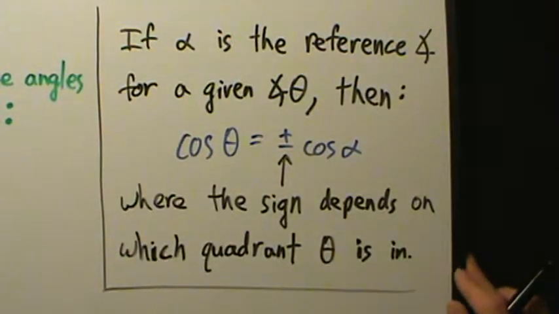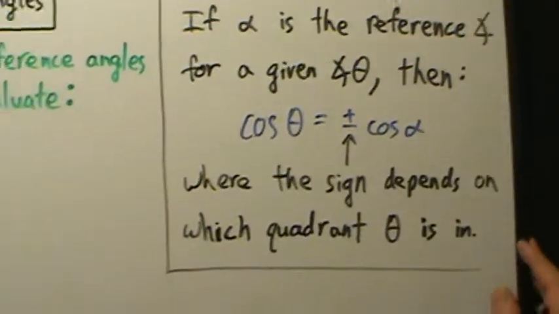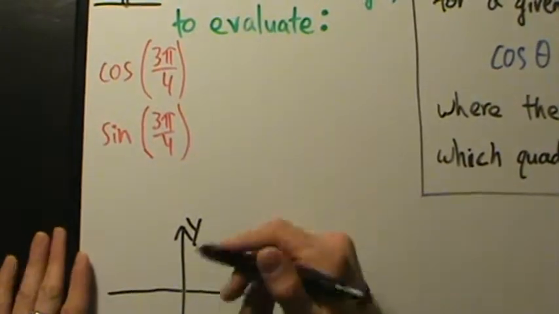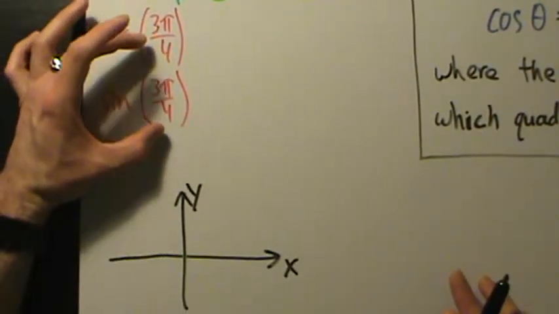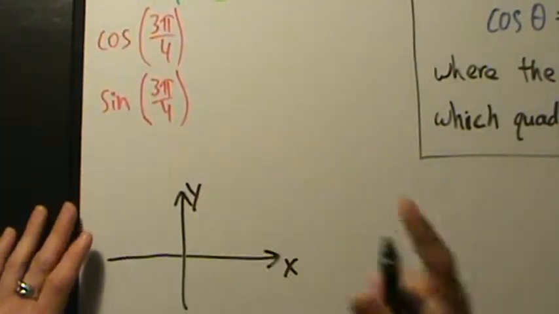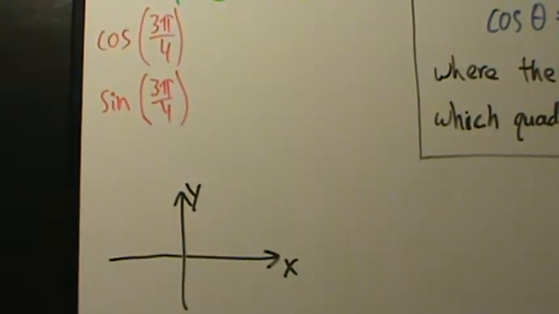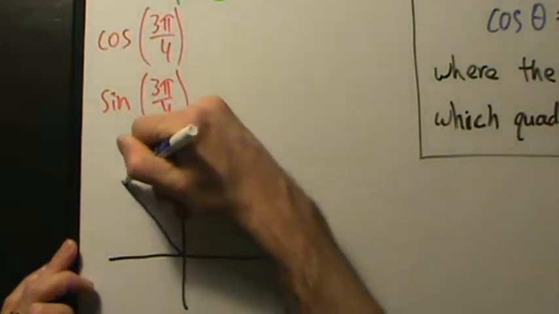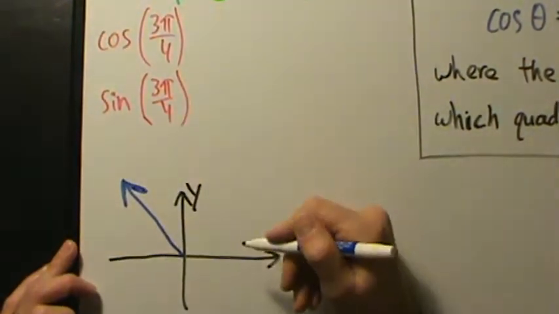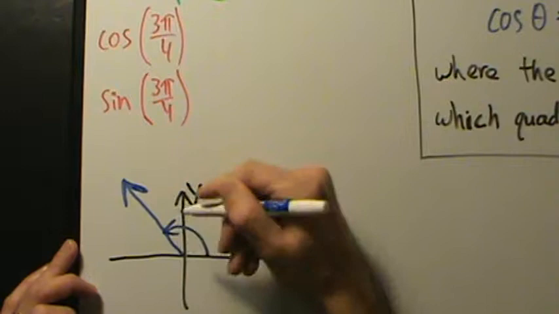Let's go ahead and draw 3 pi over 4 so we can find out what quadrant it's in. Notice that's a special angle on the unit circle, right? So let's draw that. We know that's in quadrant 2. So 3 pi over 4 is over here.